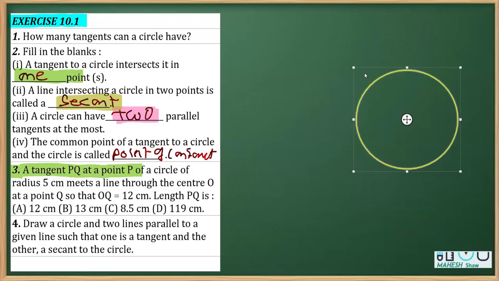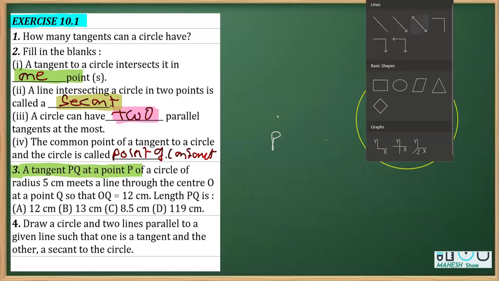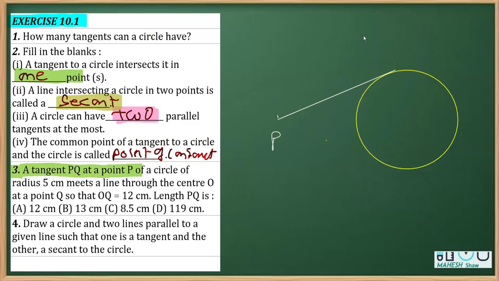I've drawn a new circle and I'll take a point P on the exterior. Now I'm going to draw a tangent from here. Let's say I draw a tangent PQ at point P of a circle. So this point is P, so I'll have to rename this. This point is P. So a tangent PQ of a circle of radius 5 centimeters.